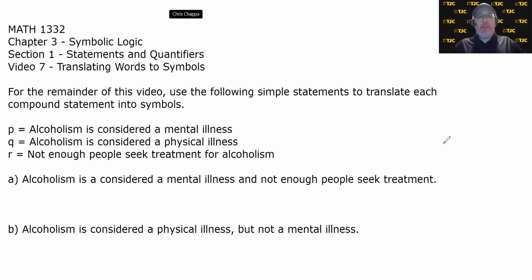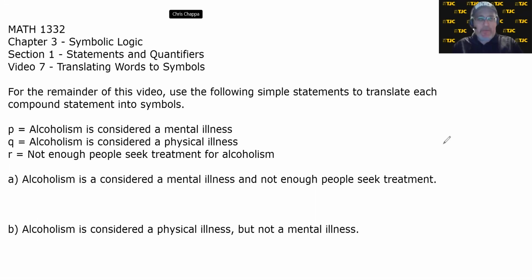For the remainder of this video, use the following simple statements to translate each compound statement into symbols. Simple statement P, alcoholism is considered a mental illness. Simple statement Q, alcoholism is considered a physical illness. Simple statement R, not enough people seek treatment for alcoholism. Now, I'm not saying that these statements are true or false. I'm just saying that they are simple statements.